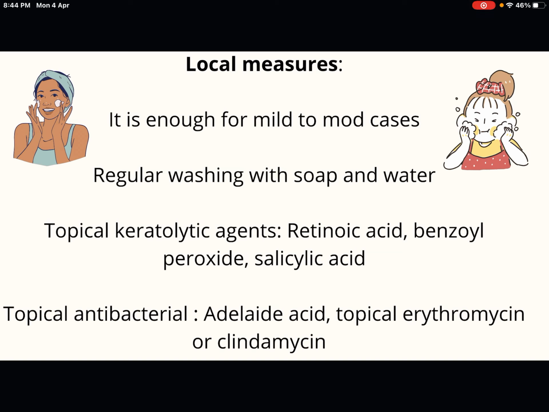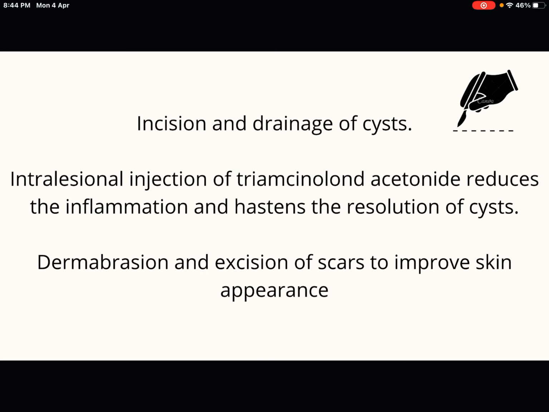So once again I am repeating what the local measures are. Regular washing with soap and water. Topical keratolytic agents we can use. What are those topical keratolytic agents? Retinoic acid, benzoyl peroxide, salicylic acid, etc. Topical antibacterials: azelaic acid, topical erythromycin or clindamycin. Then we can do the incision and drainage of this cyst, and intralesional injection of triamcinolone, and dermabrasion and excision of the scar to improve the skin appearance. These are the local measures.